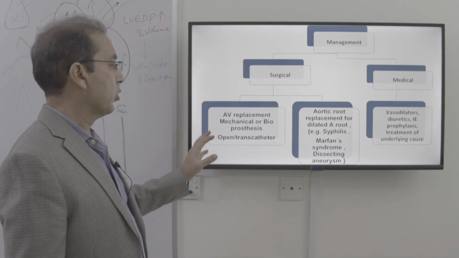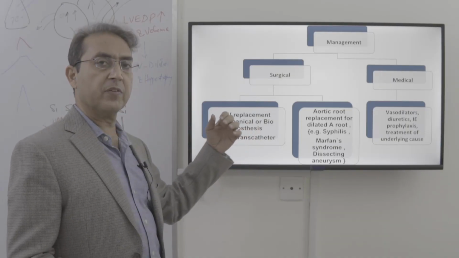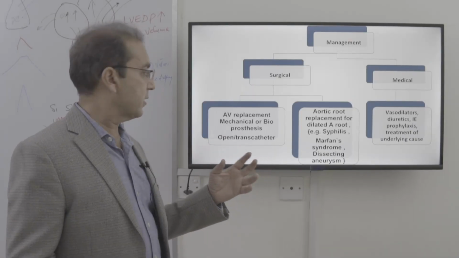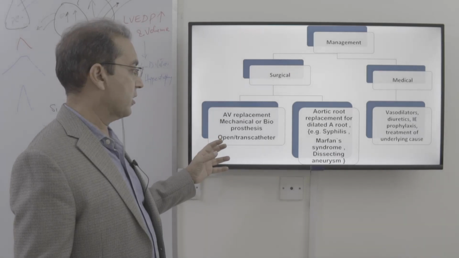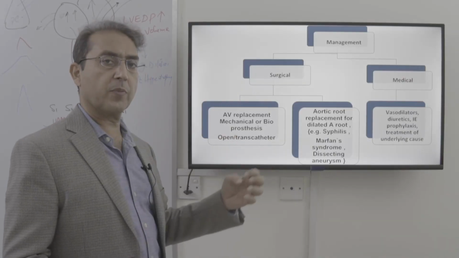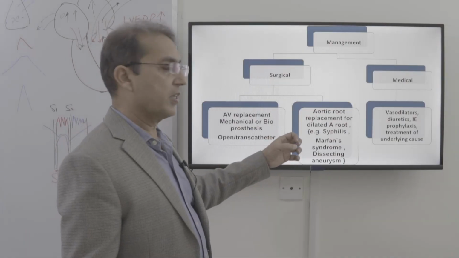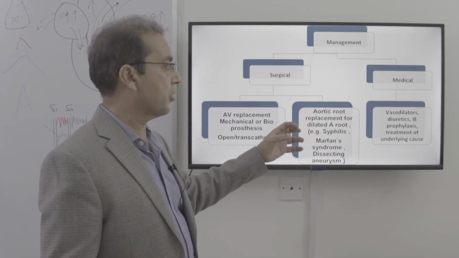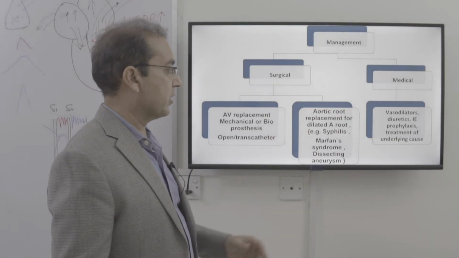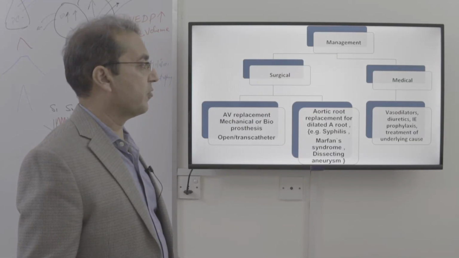And the replacement can be open or it can be catheter. Open, especially if the patient has coronary artery disease, or if you want to do another cardiac procedure, then it's better we go for an open cardiac surgery. Otherwise, if it is pure aortic regurgitation, we can go for a transcatheter placement of the aortic valve as well. Then patients who present with aortic regurgitation because of aortic root dilatation, we can go for aortic root replacement, for example, in syphilis, in Marfan syndrome, or in dissecting aneurysm of the aorta.